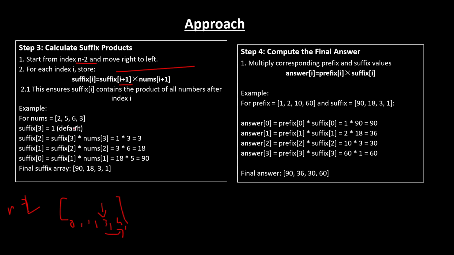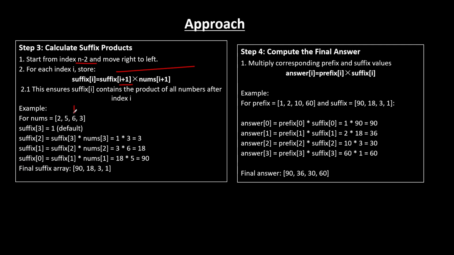Yeah. So let's understand with this example here, what we have: 2 5 6 3. Please try to keep recalling the concept of prefix and suffix I explained in the previous slides from the prefix sum and suffix sum. We are using the same concept, just it is multiplication here now. So 2 5 6 3, right? Now, suffix by default will have 1 in all of its indexes, right?